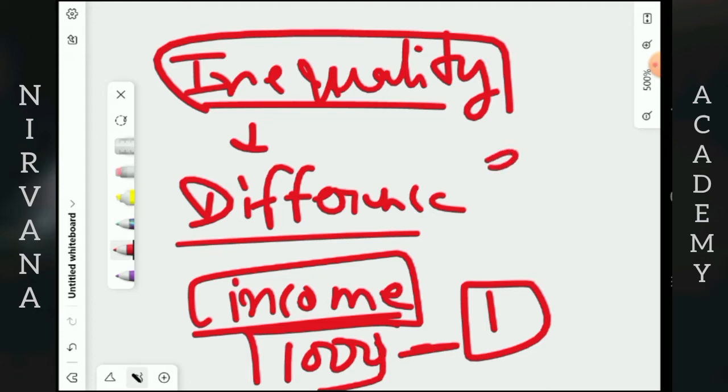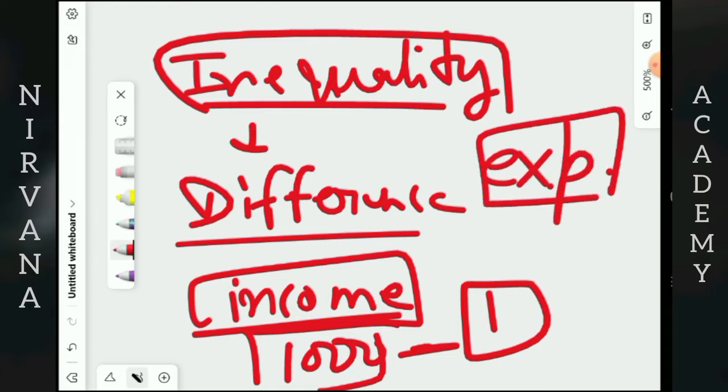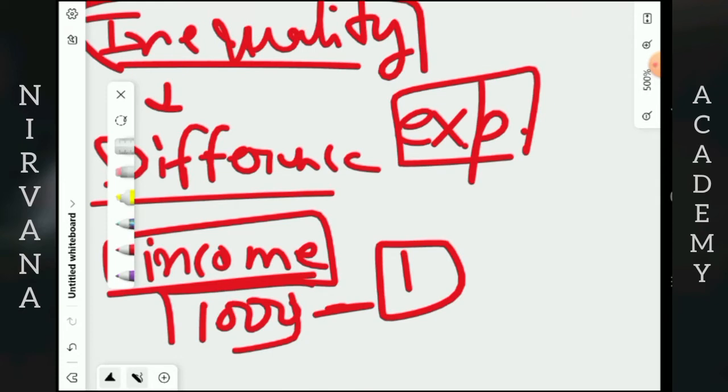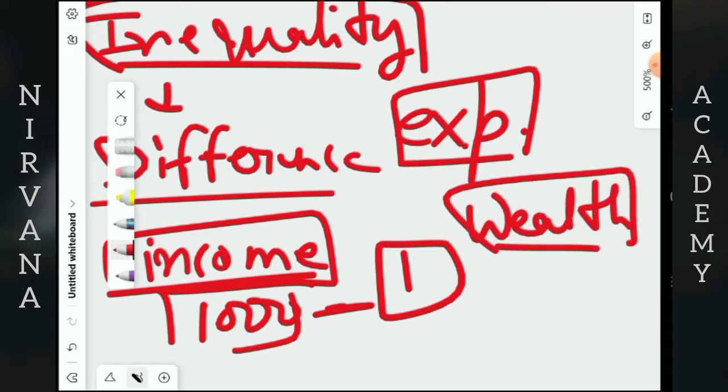Also it is difference between the expenditure capacity of individuals or sections of society. And the third thing is, it is the difference between wealth holdings. So basically inequality refers to differences in income, expenditure and wealth holdings of different sections of society.